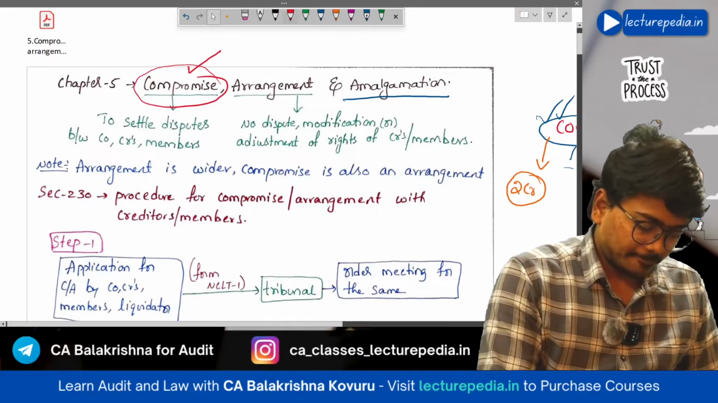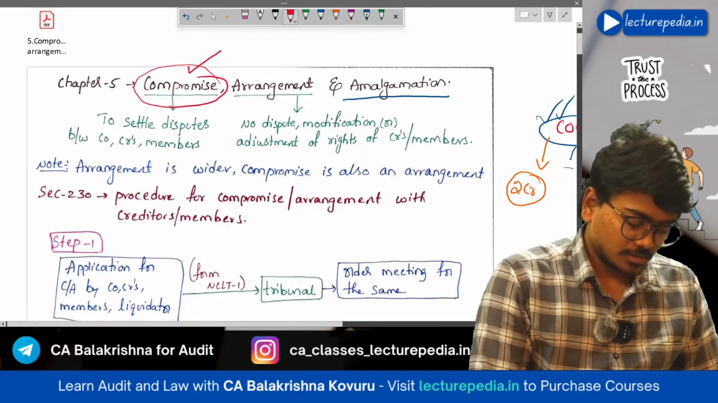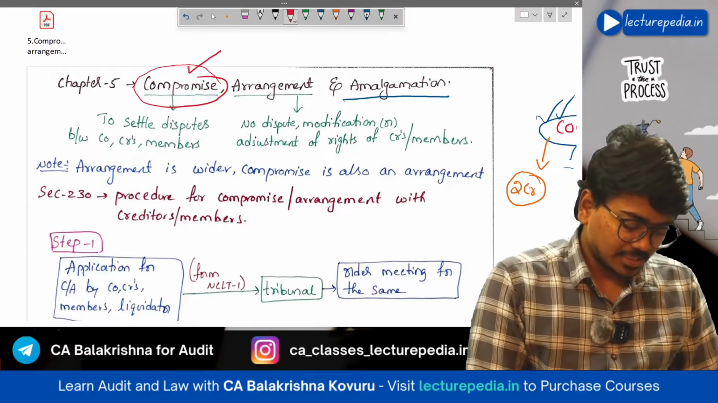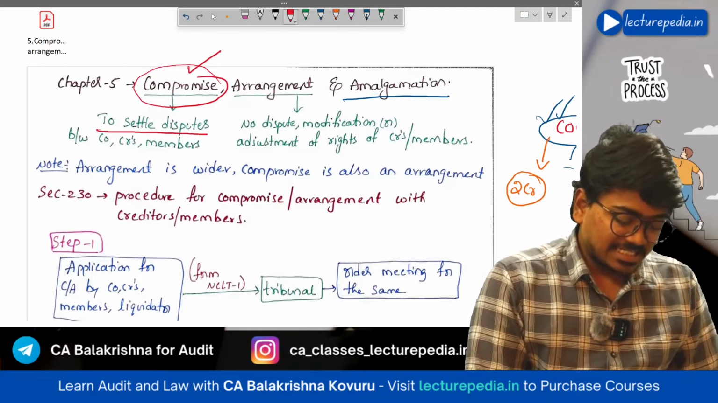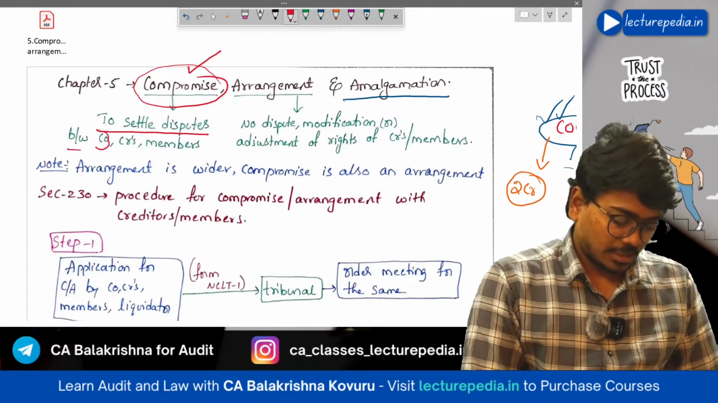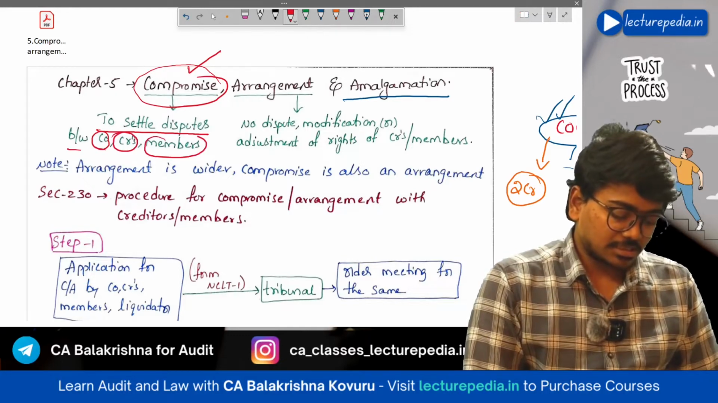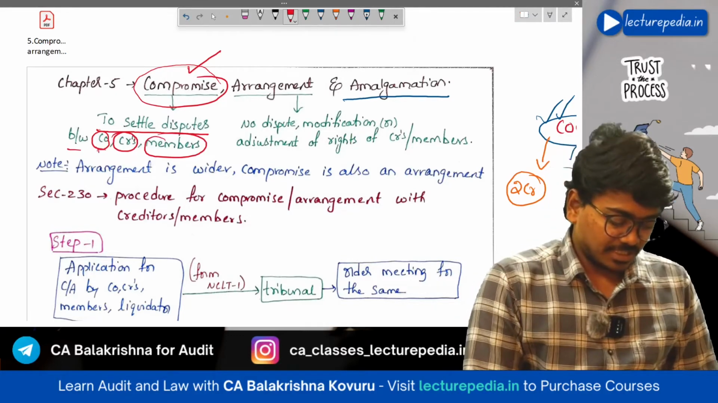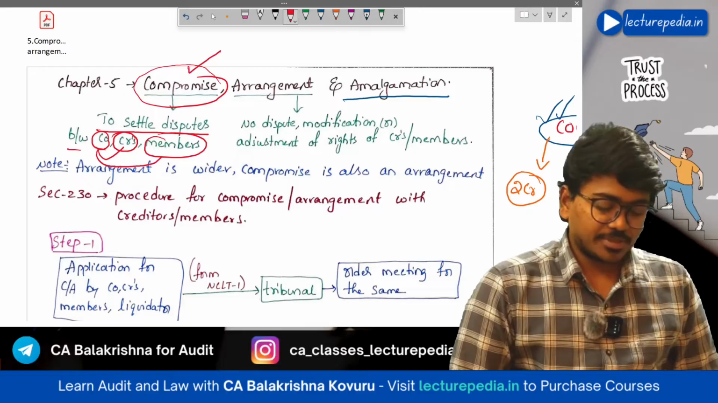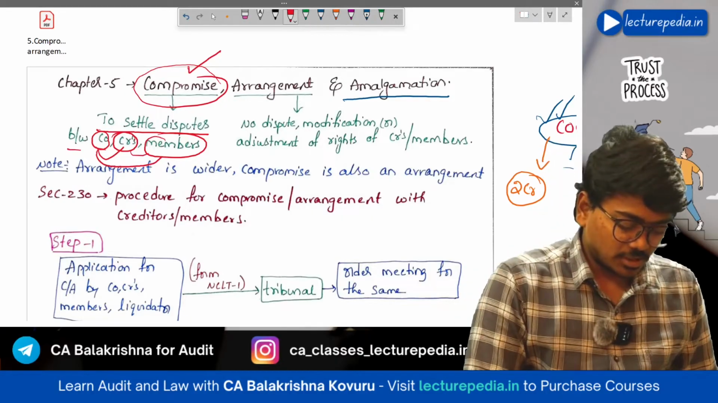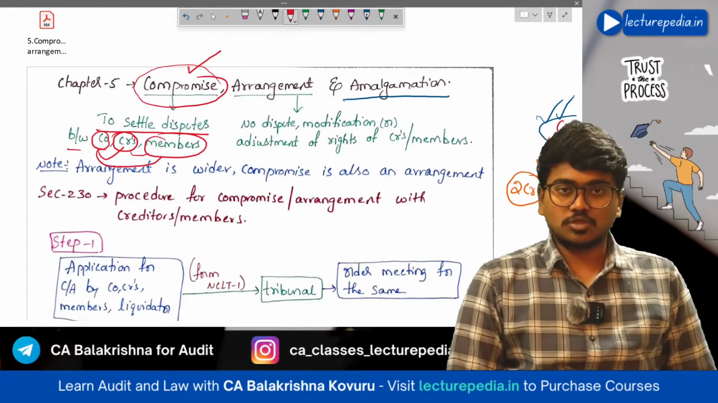If you see the definition or the understanding of compromise, it means to settle disputes between company, creditors, members. Okay, between company and creditors, between company and members, not between creditors and members. Hope that is clear. You should remember this.